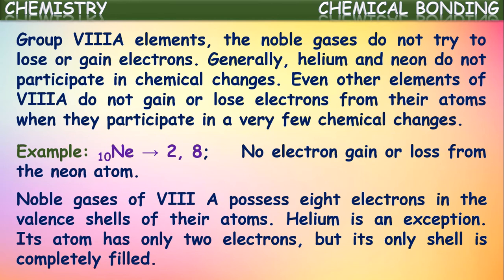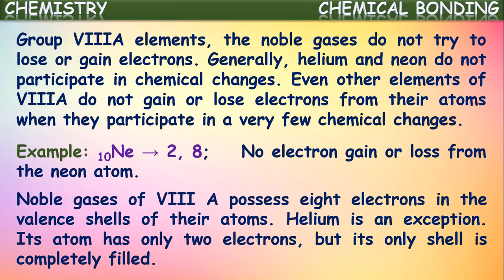Noble gases of the VIIIA group possess 8 electrons in the valence shell of their atoms. Of course, helium is an exception. All the elements except helium from the VIIIA group possess 8 electrons in their valence shell. What are those VIIIA group elements? Helium, neon, argon, krypton, xenon and radon. All these elements have 8 electrons in their outermost shell except helium.